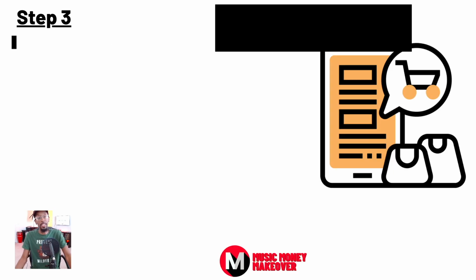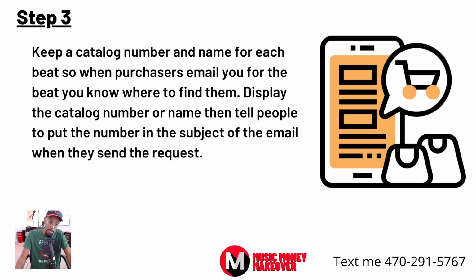Step 3, enough of that tangent. Keep a catalog number and name for each beat, so when purchasers email you for the beat, you know where to find those beats. All right? Display the catalog number or name in the description area. Then tell people to put the number in the subject line of the email when they send the request.